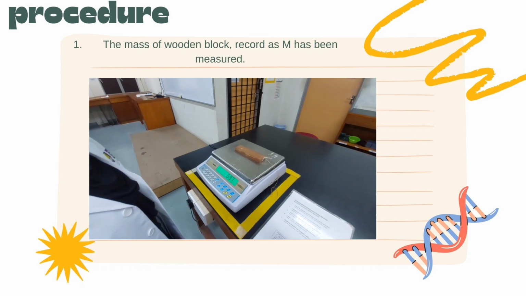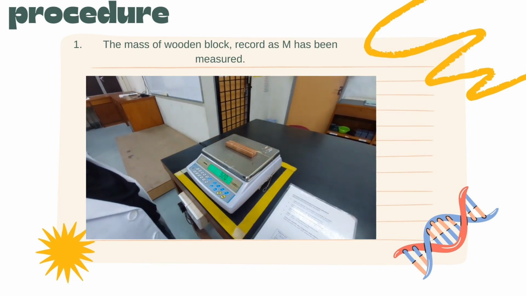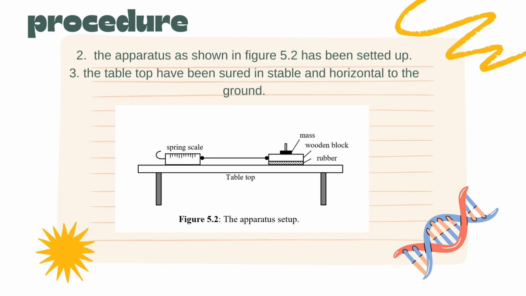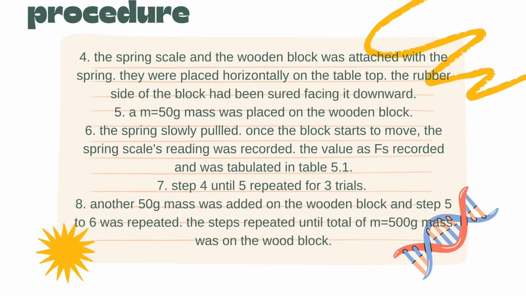Firstly, the mass of the wooden block, recorded as M, was measured. Next, the apparatus as shown in figure 5.2 was set up. Third, the tabletop was made sure to be stable and horizontal to the ground. Then, the spring scale and the wooden block were attached with the string. They were placed horizontally on the tabletop. The rubber side of the block was made sure to face outward.